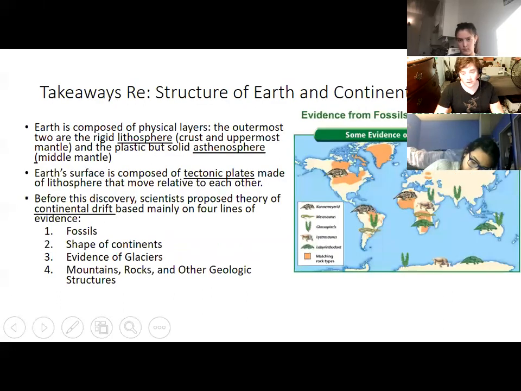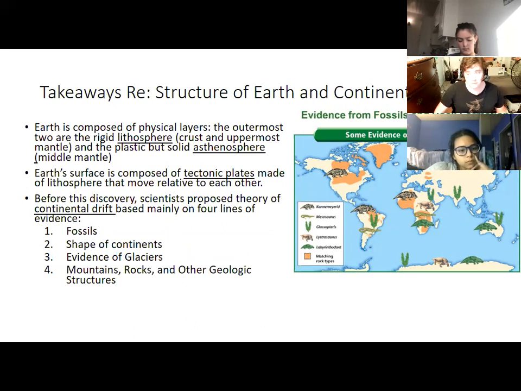So going to the structure of the Earth and continental drift, some of the big takeaways from last week's section are that Earth is composed of physical layers, so layers that behave differently depending on whether they're solid or liquid, and if they're a solid, whether they're a rigid solid or a more plasticky solid that can kind of flow. So the outermost 2 layers, and the ones that we really care about, are the lithosphere, which is the crust and the uppermost part of the mantle, and that moves, and that is a rigid solid. That is brittle and hard, and that actually makes up the plates.